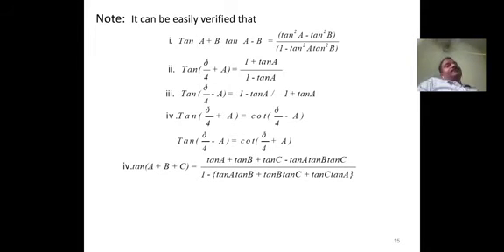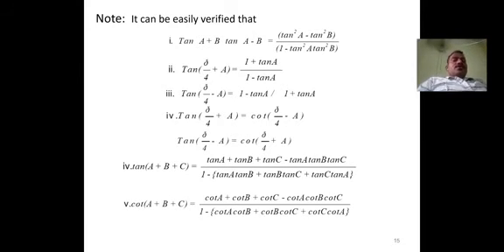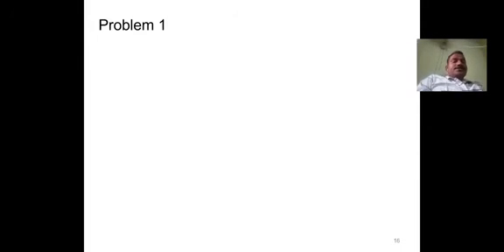Now the tan of a plus b plus c formula: tan a plus tan b plus tan c minus tan a tan b tan c by 1 minus tan a tan b minus tan b tan c minus tan c tan a. Similarly for cot of a plus b plus c also, but I have some doubt in that cot term.